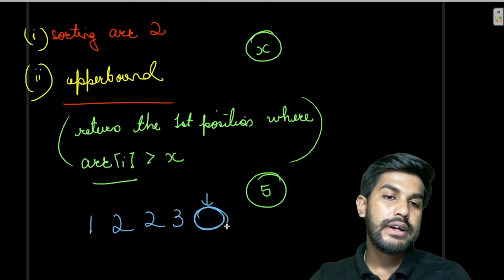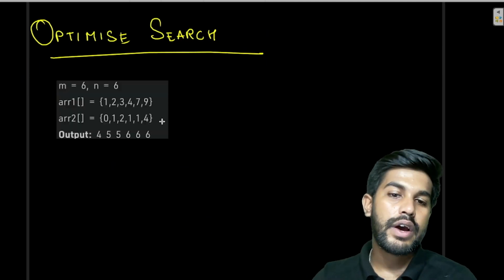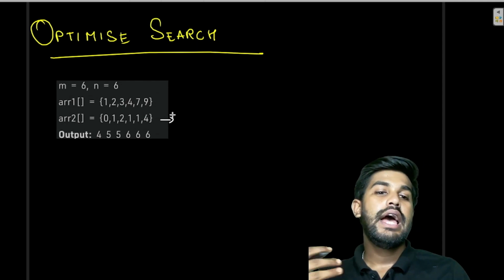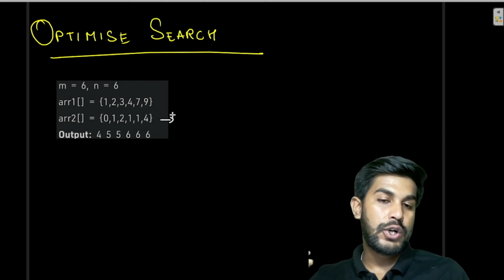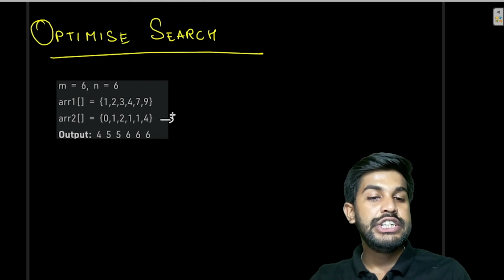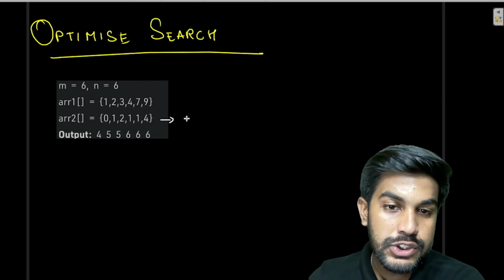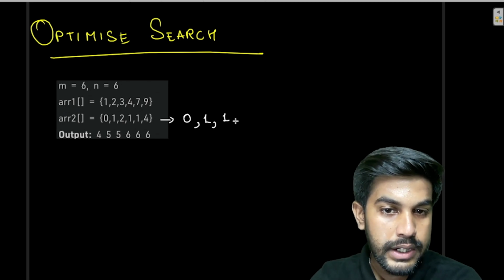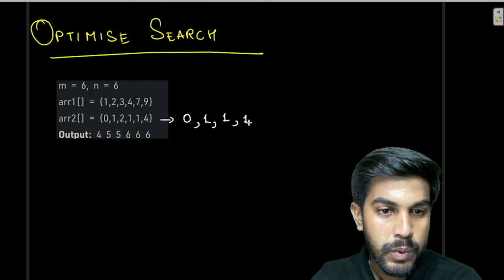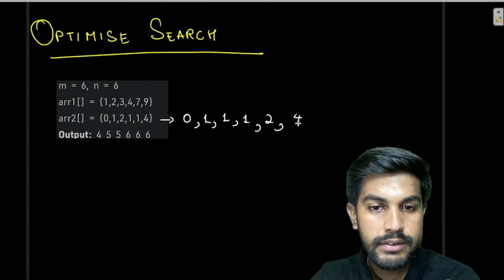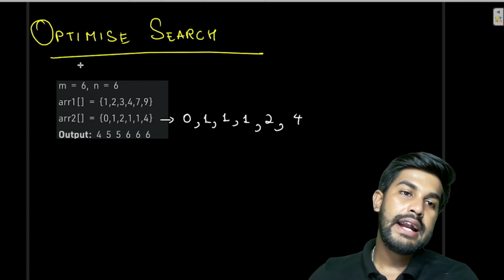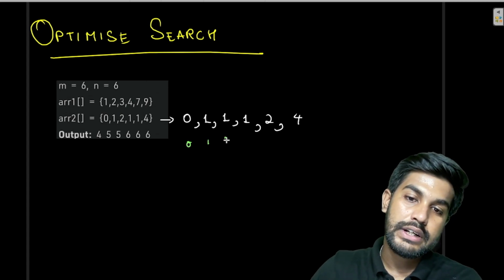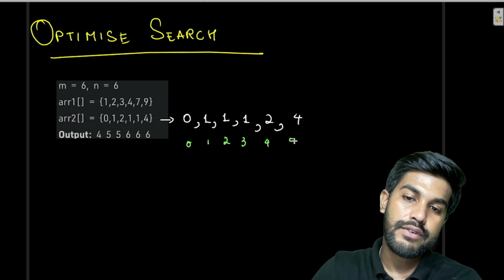How would we do it? Let me show you that also. Since we would be doing an upper bound on ARR2, we would first need to sort it. After sorting it, it would become something like this: 0, 1, 1, 1, then 2, and then 4. And now enumerating, the indexes are 0, 1, 2, 3, 4, and 5.